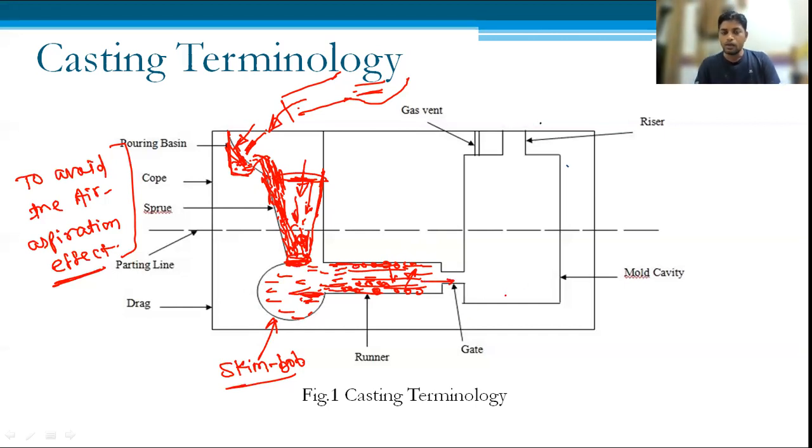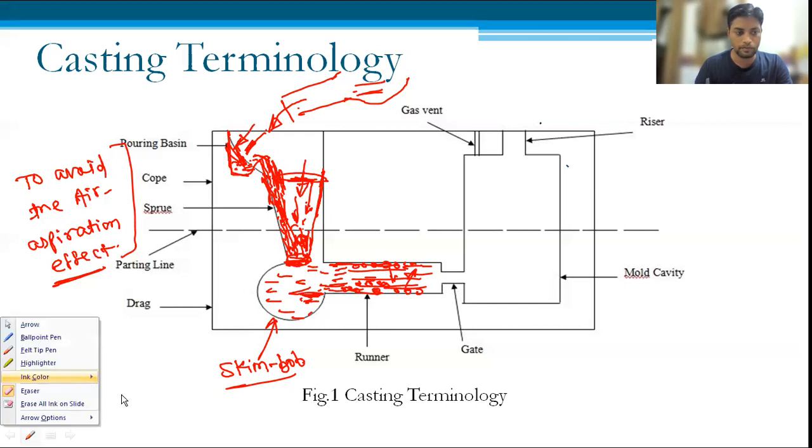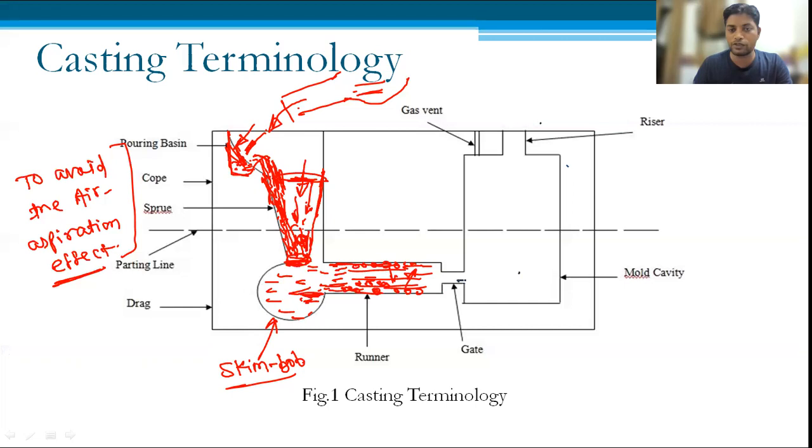Okay, now after this runner, we are using this gate. As you can see, the cross sectional area has been reduced. This cross sectional area is reduced, due to which the velocity increases, and as the velocity increases, it is thrown up to here.